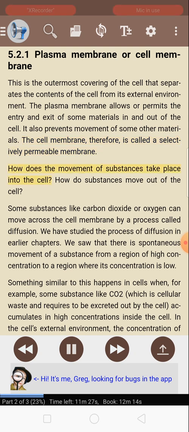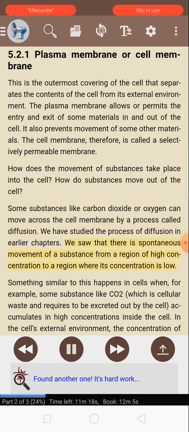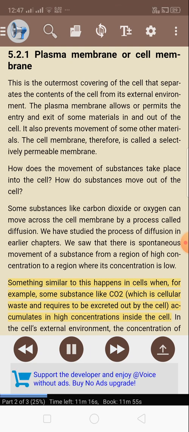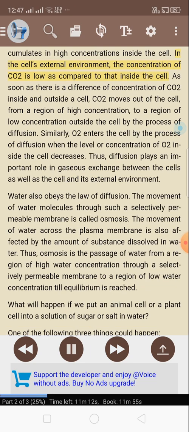How does the movement of substances take place into the cell? How do substances move out of the cell? Some substances like carbon dioxide or oxygen can move across the cell membrane by a process called diffusion. We have studied the process of diffusion in earlier chapters. We saw that there is spontaneous movement of a substance from a region of high concentration to a region where its concentration is low. Something similar to this happens in cells when, for example, some substance like CO2, which is cellular waste and requires to be excreted out by the cell, accumulates in high concentrations inside the cell. In the cell's external environment, the concentration of CO2 is low as compared to that inside the cell.